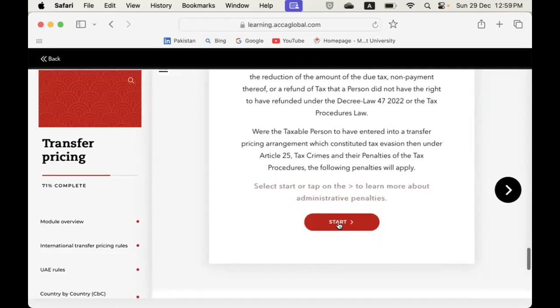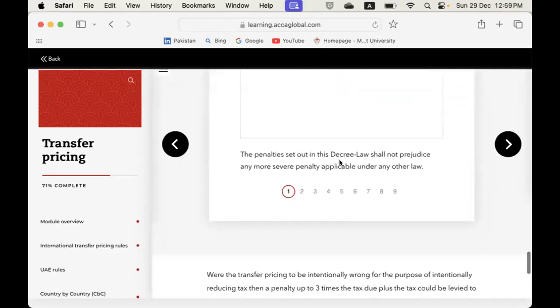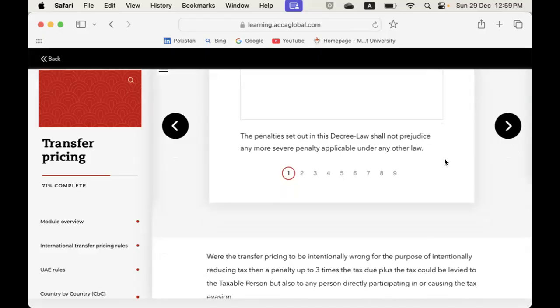So anyways, let's start this. The penalty set out in this decree law shall not prejudice any more severe penalties applicable under any other law. So there is the civil code of UAE, there is the criminal code of UAE other than the tax law. So there may be other penalties that may be applicable and they will still hold.